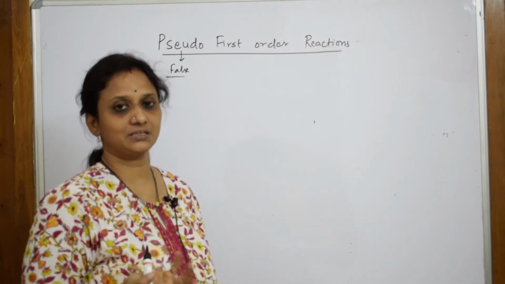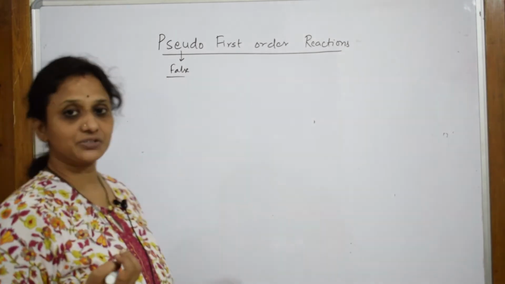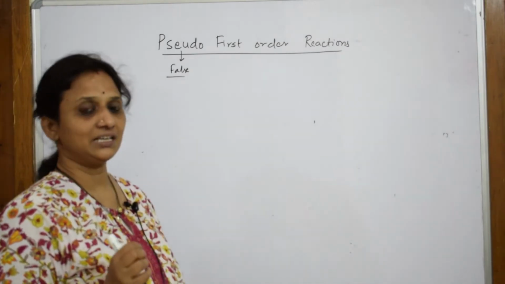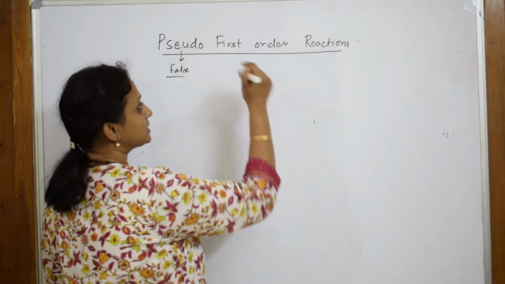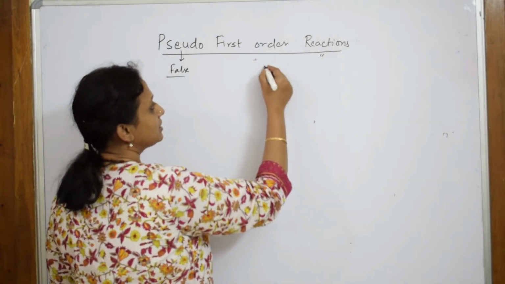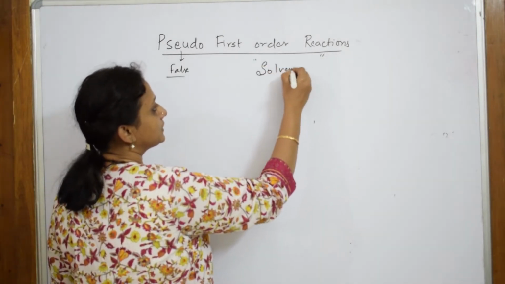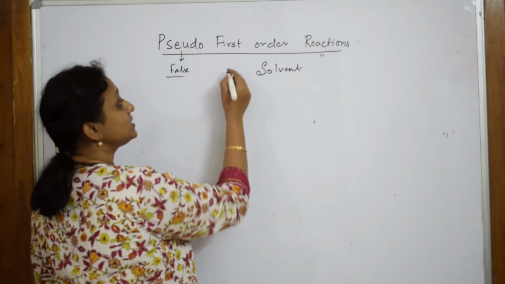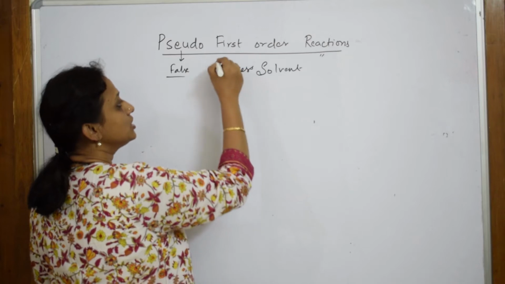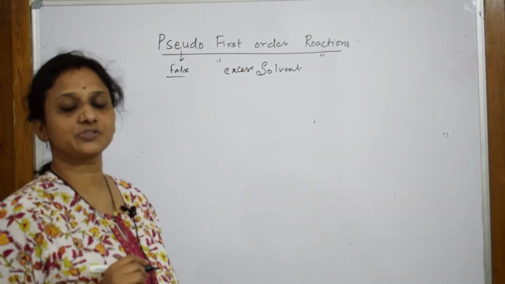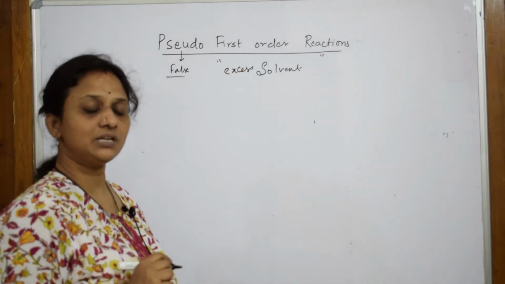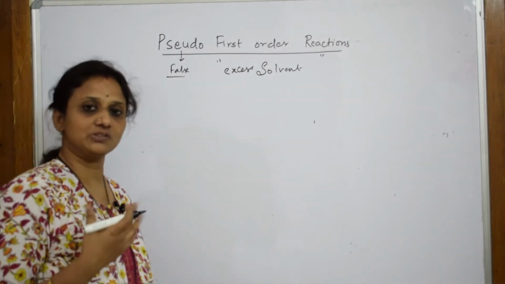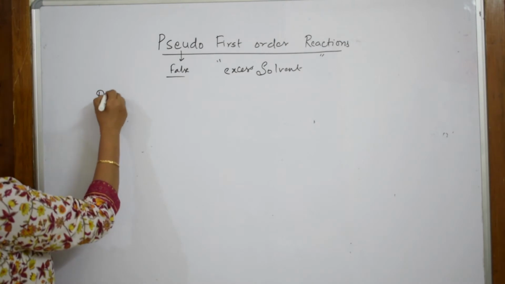Because in such reactions, the most important concept or the most important word which you should mention is, in this particular thing, you have to speak in terms of solvent. Now, that solvent also should be present in excess. So whenever you're writing your first order reactions or examples that they ask you, try to use this keyword excess solvent, so the examiner knows that you know the concept clearly. So let us write the definition.